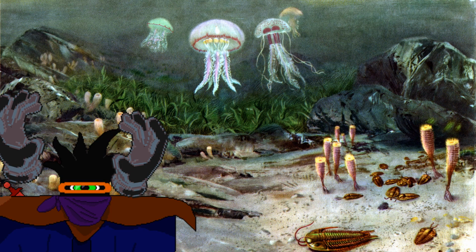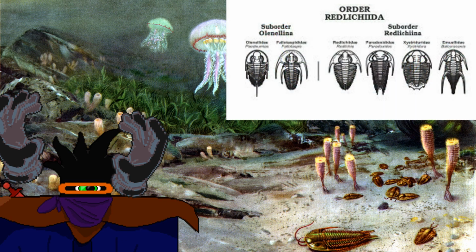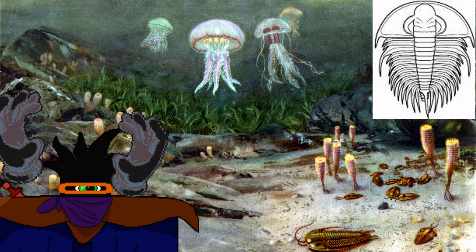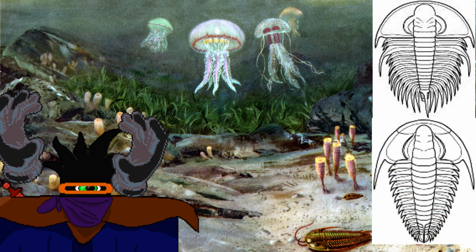So the Redlichiida are divided into two suborders, the Olenellina and the Redlichiina. These two are distinguished by whether they lack facial sutures, in the case of Olenellina, or possess them, in the case of Redlichiina. The lack of these traits is believed to be the basal condition, which makes sense as the Olenellina are the older of the two suborders. They wouldn't have all the refinements of later groups, given their position.